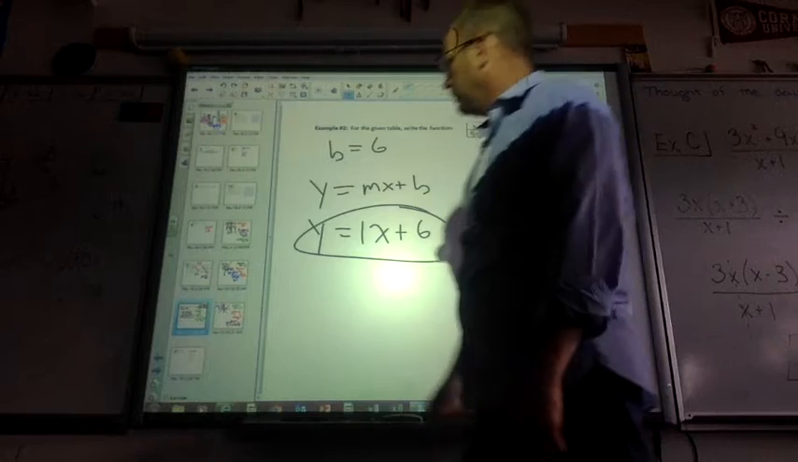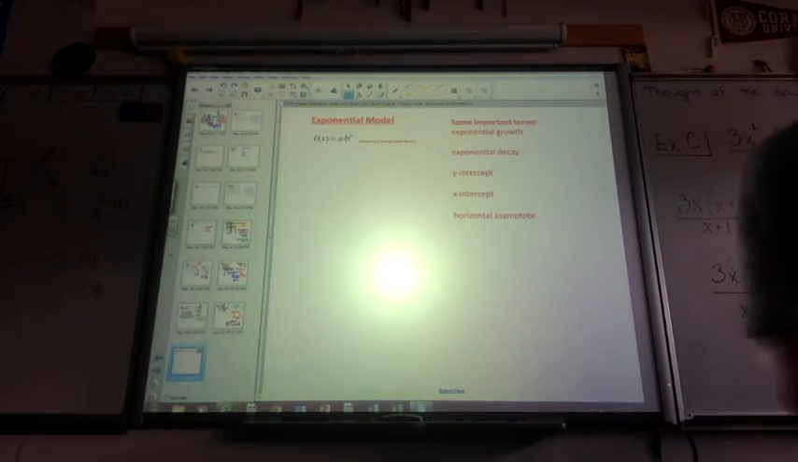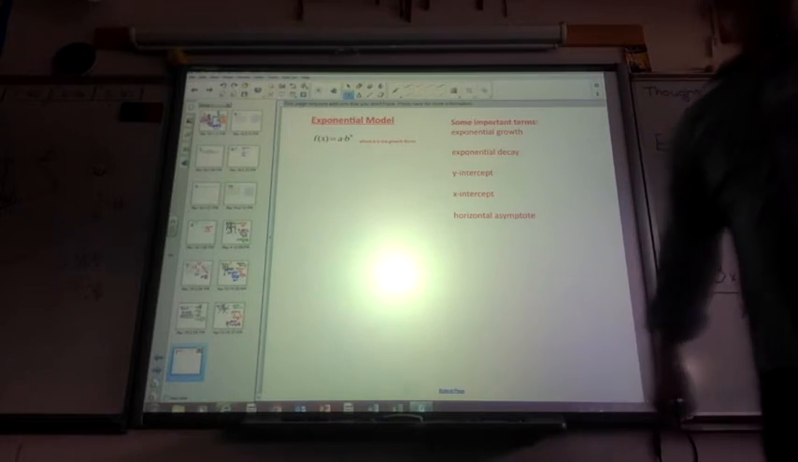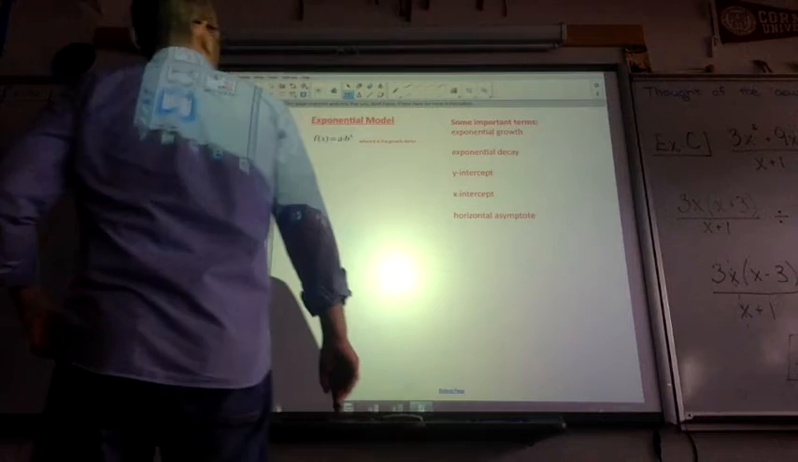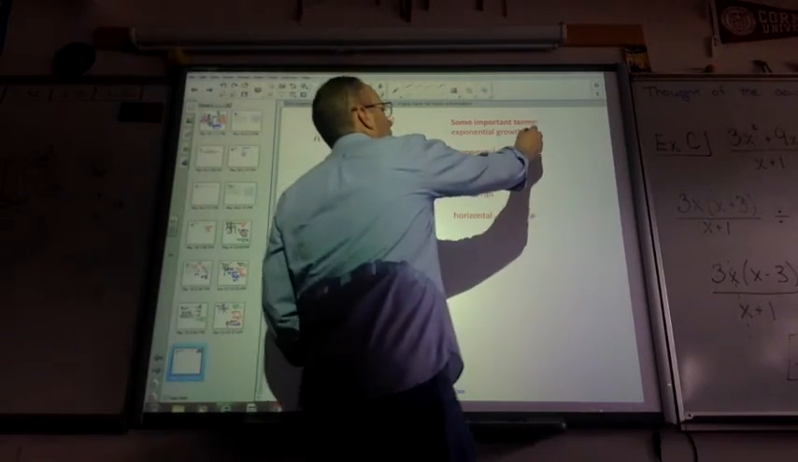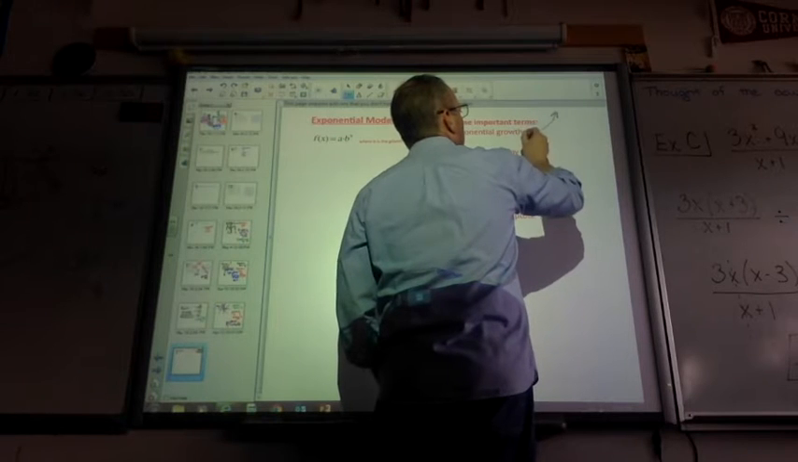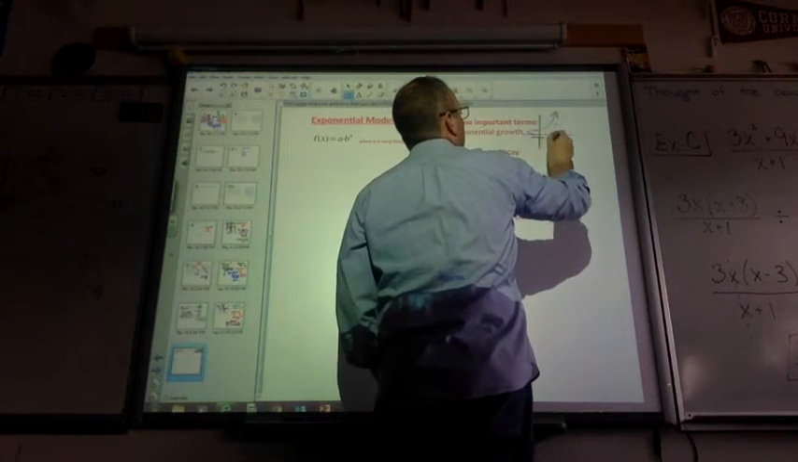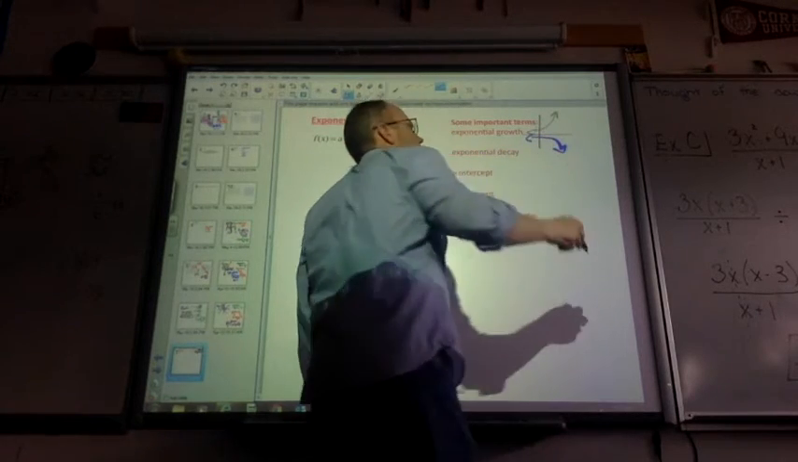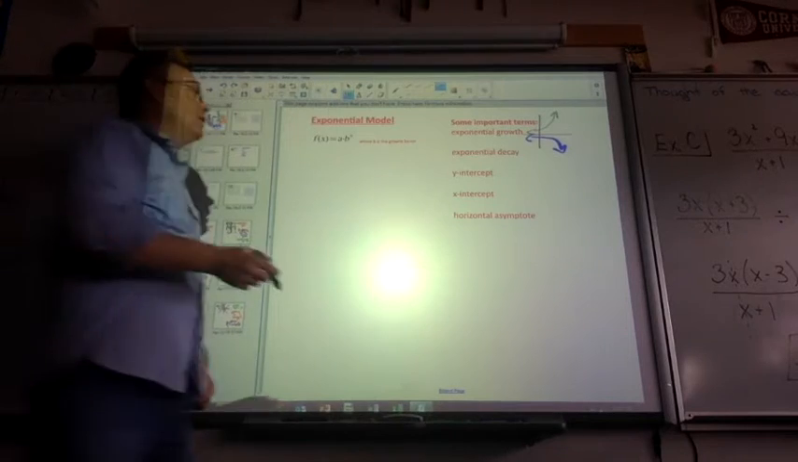Happy? Moving on. Exponential models. This means my variable, x, is an exponent. Got it? All right. So, growth. Growth looks like this, or growth could look like this, because it is going away from our asymptote.